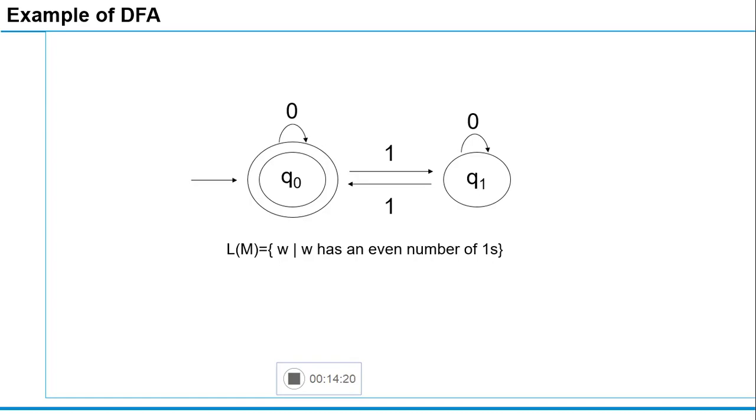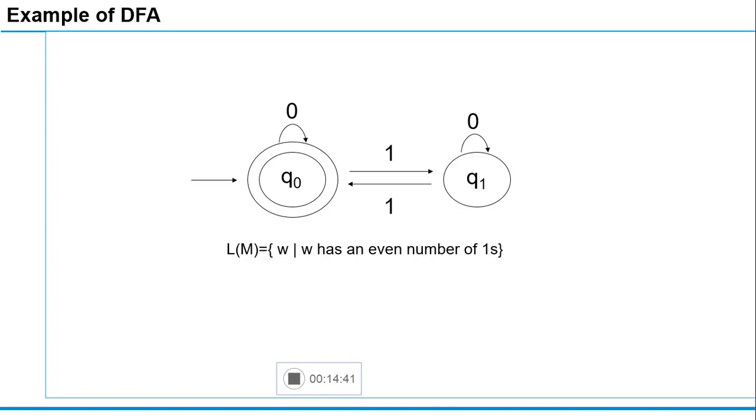This other state should not be an accepting state, because they have mentioned an even number of ones. So from q1, it is again moving on to q naught, which I have made a start state as well as an accepting state. So when it reads 1 and again another 1, it is moving on to the final state.